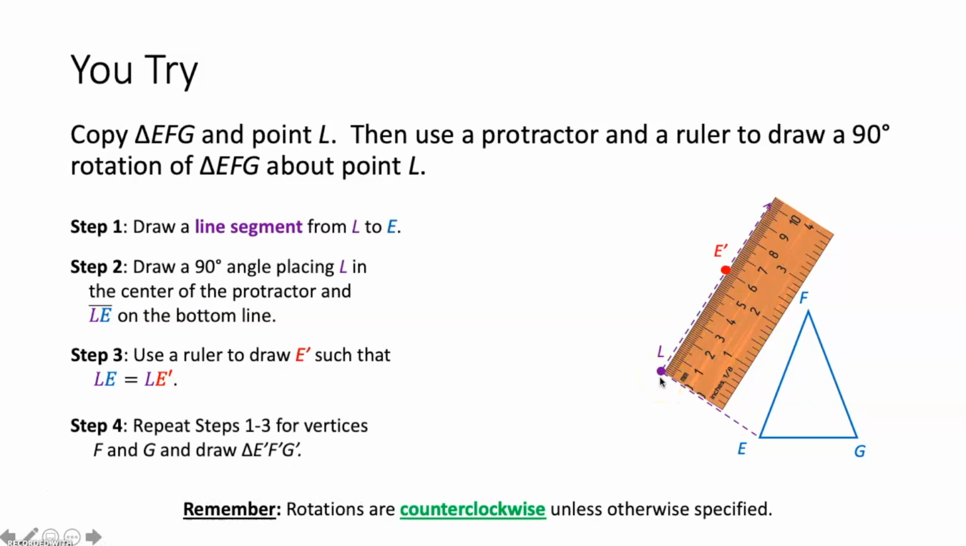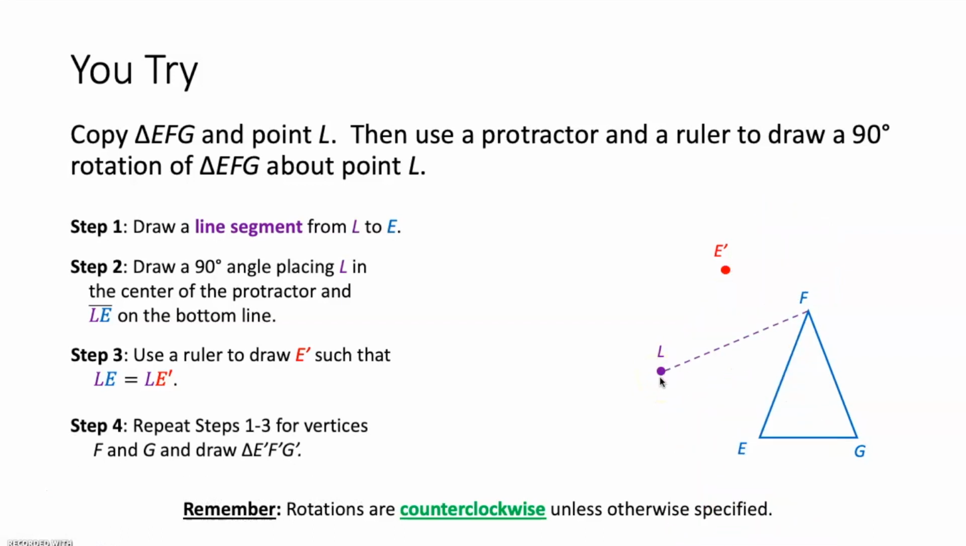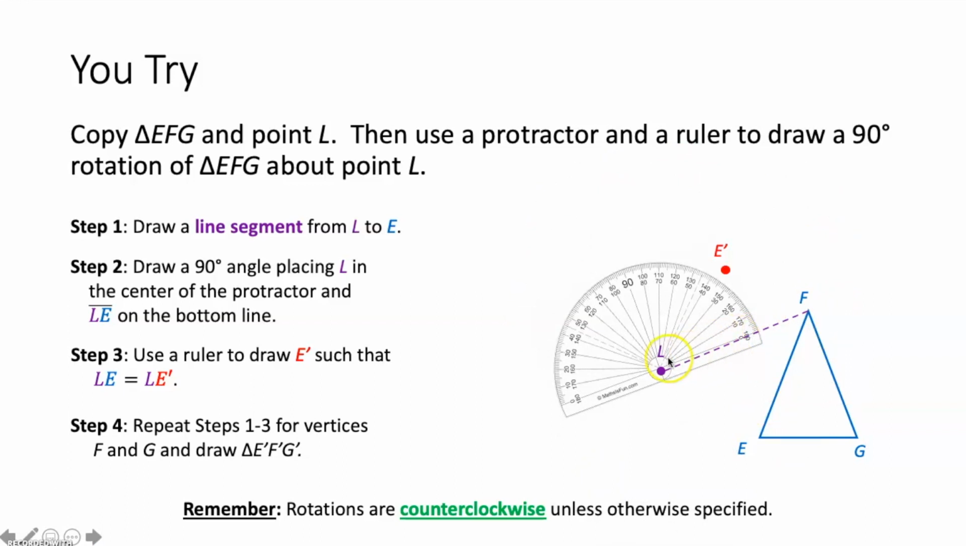Now we need to repeat that for every other vertex, so let's start with F. We draw a line segment connecting point L and point F. We put point L at the center of the protractor with segment LF on the bottom line. Again, we're rotating 90 degrees counterclockwise, so F should be over here, meaning our protractor should open upward instead of downward like this.